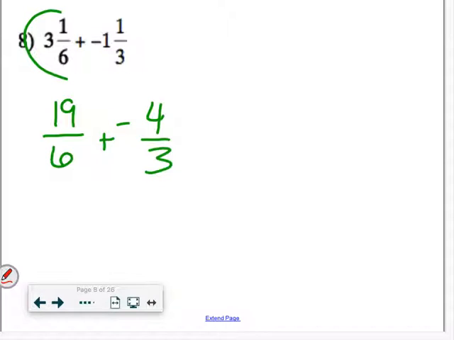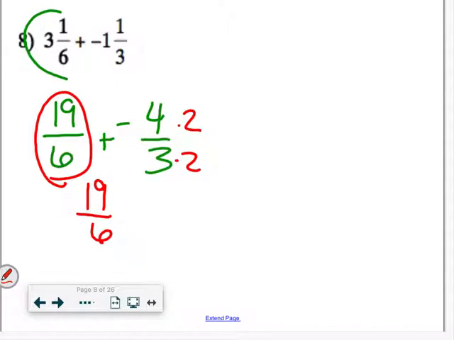All right. I'm adding and subtracting, so I need a common denominator. In this case, it is 6, not 18. That's really big. Well, 18 is a common denominator, I should say. But you can use 6, but it's smaller. It works better. So this would just stay the same. And this is the only one I need to change. So I got 19 sixths plus negative 8 sixths.